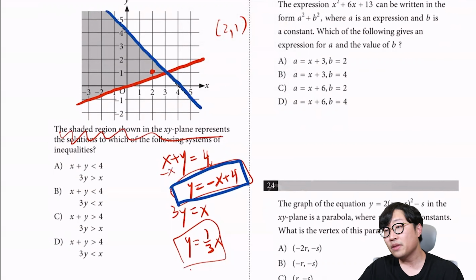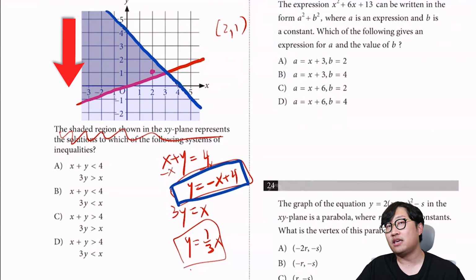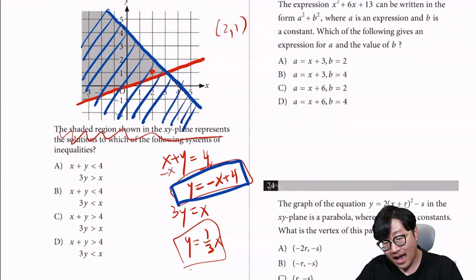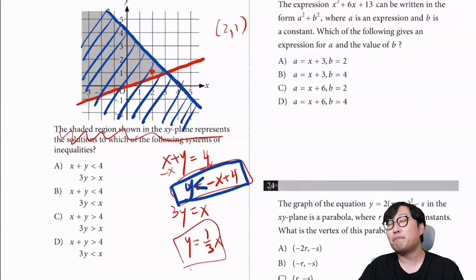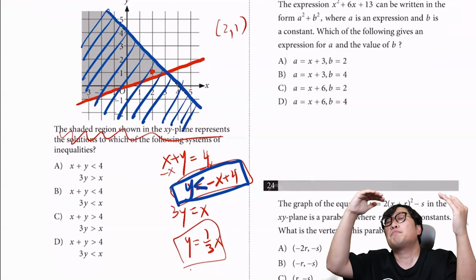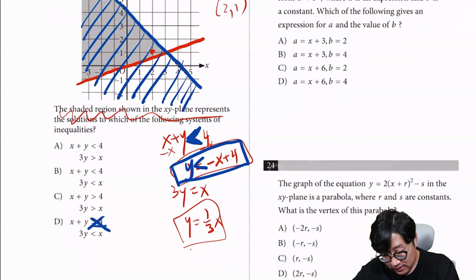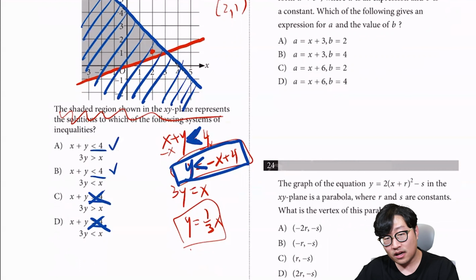Does everybody see that? Please notice, based on the blue line, the shaded region is below the blue line, which means y has to be less than, right? Because it is colored below the line. So it's got to be facing this way as well, towards the 4. Looking at the answer choices, D's got the wrong sign, C's got the wrong sign, B's got it, and A's got it.